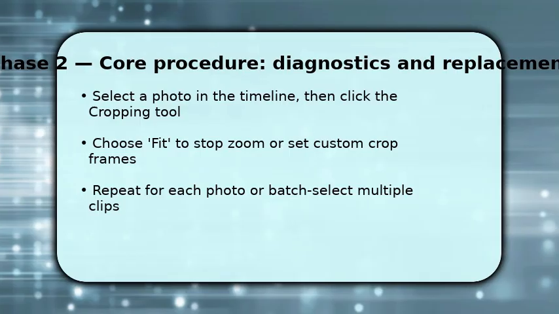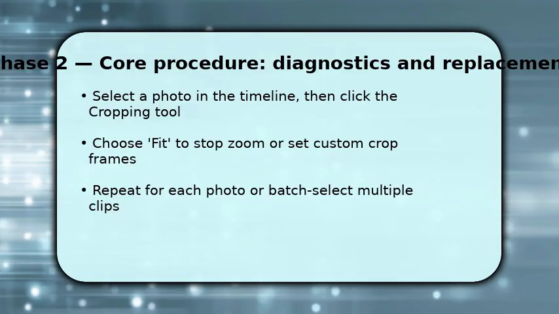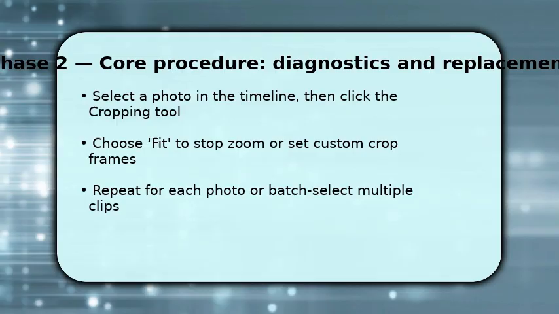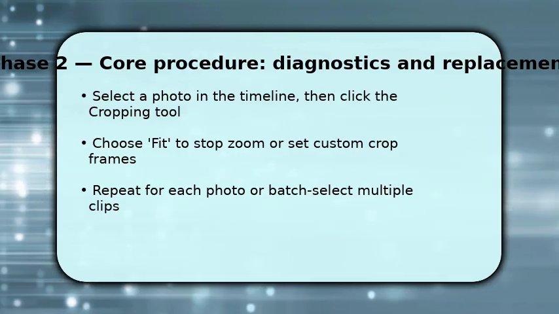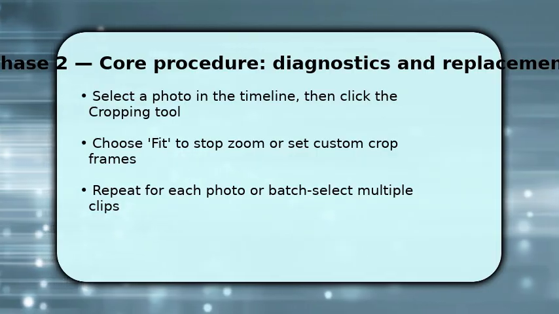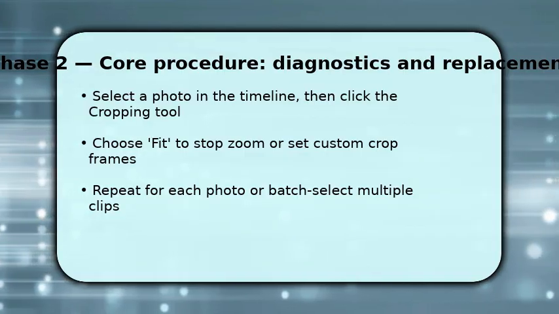Next, select a photo in the timeline and click the cropping tool. This is where iMovie applies Ken Burns by default. Choose Fit to preserve the entire image without any zoom versus Crop or Ken Burns, which animate the image. If you need a specific framing, set the start and end frames manually, but remember Fit keeps the image static.